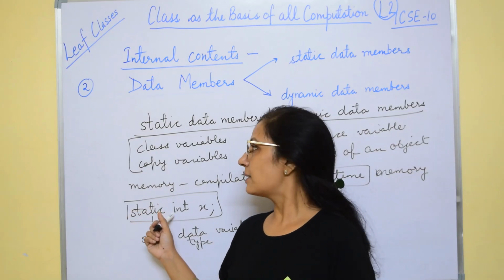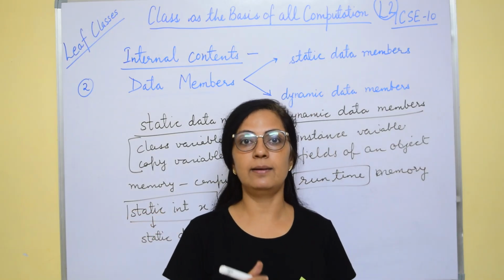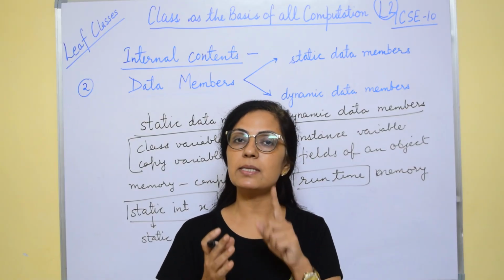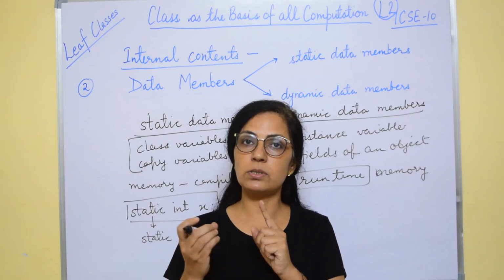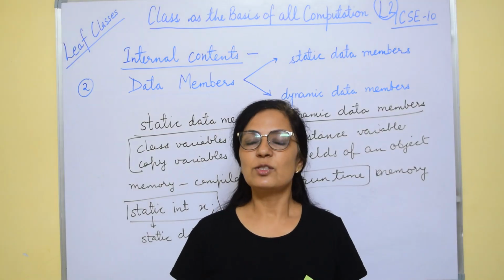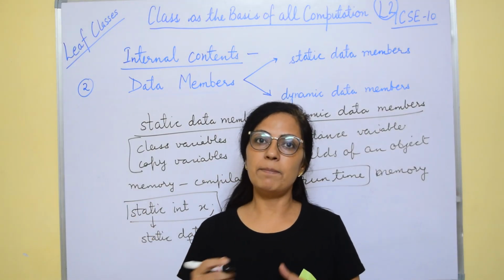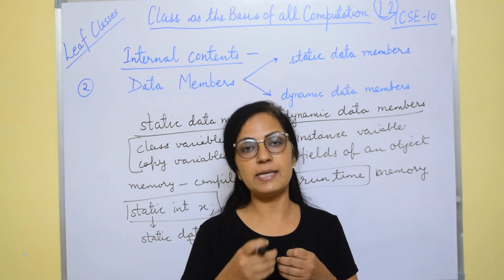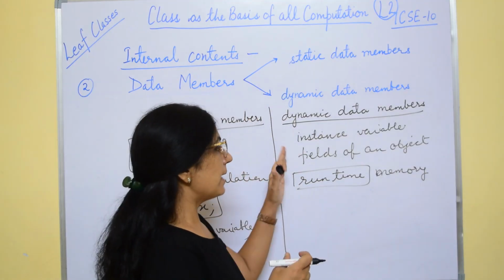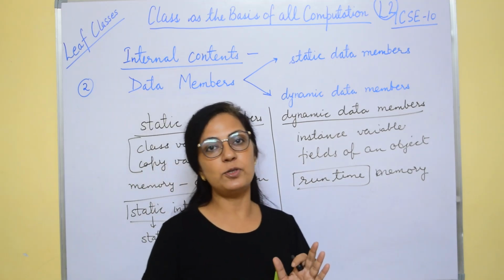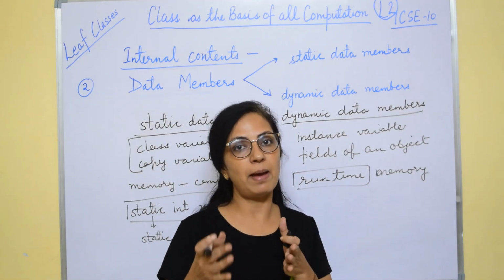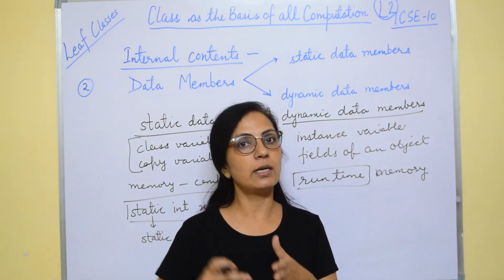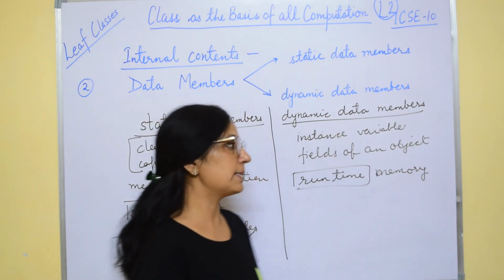In static variables, static data members, the memory is allocated at the time of compilation. That means the same memory will be used for all the objects. So when we use static, the memory is shared by all the objects and any updation will take place in the same memory location. And here for different objects, a different set of memory is allocated. For one object, one set of memory is allocated. For the second object, a second set of memory is allocated.